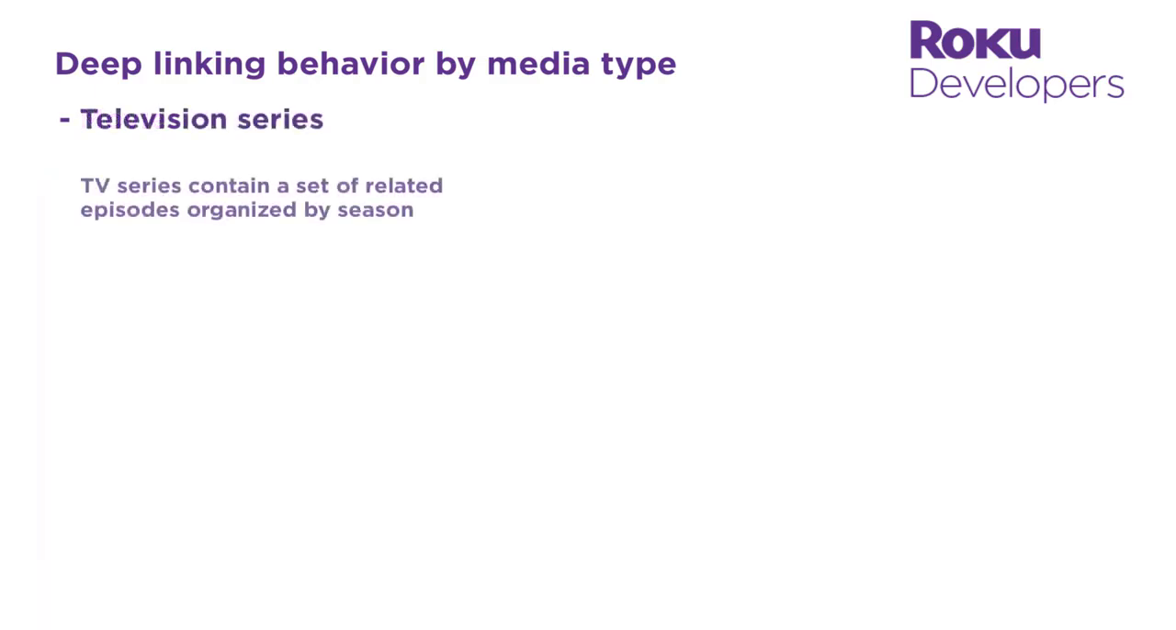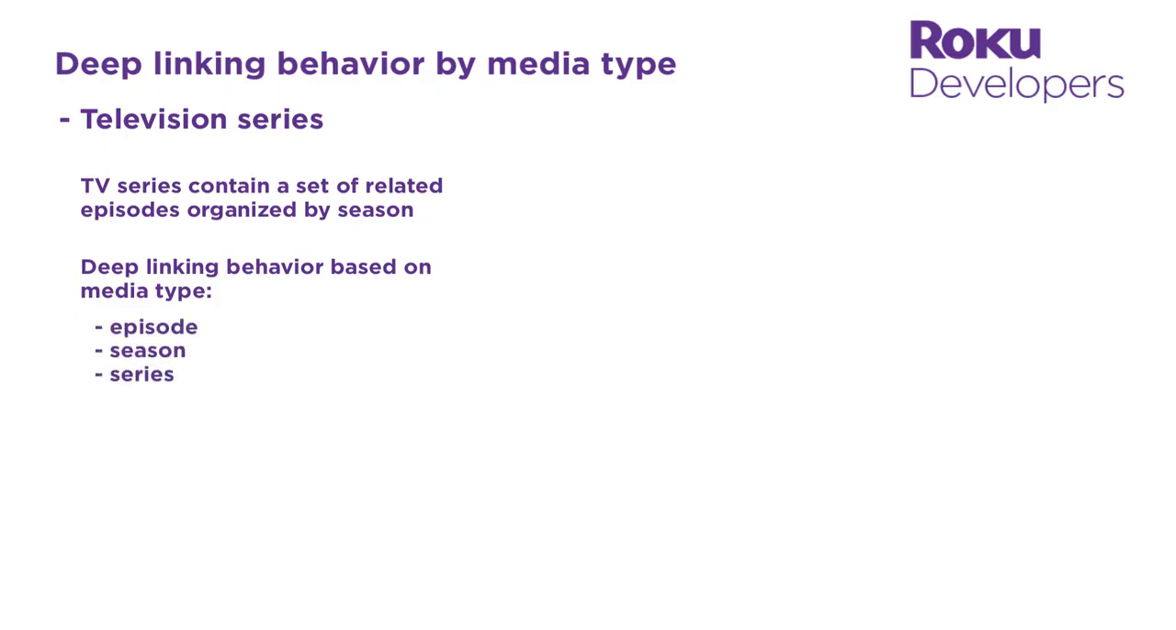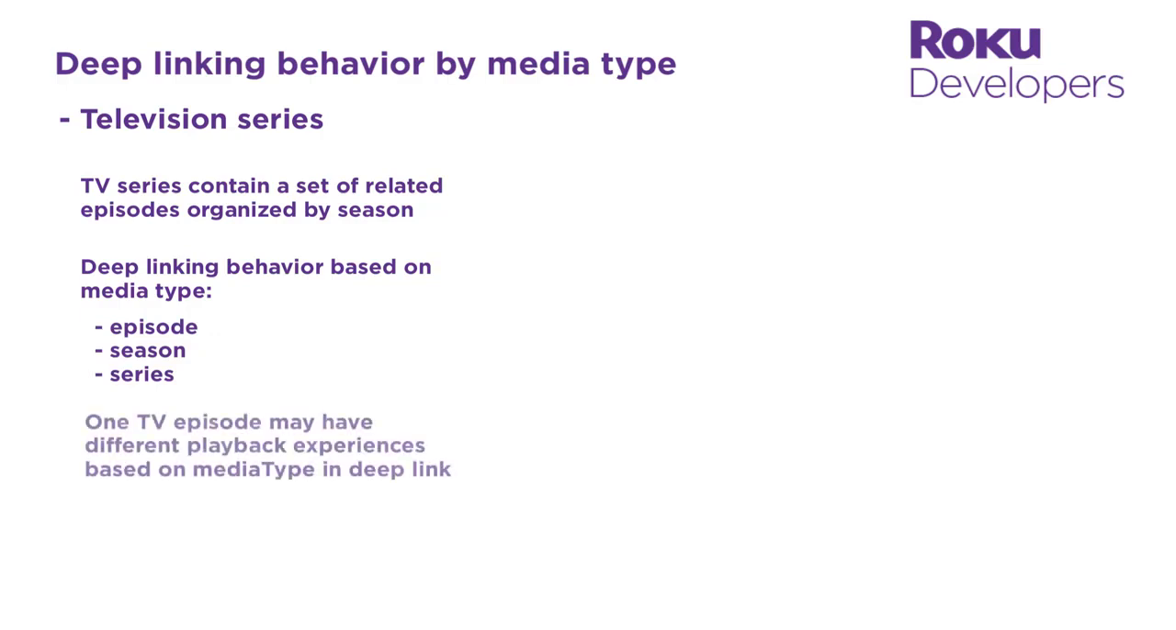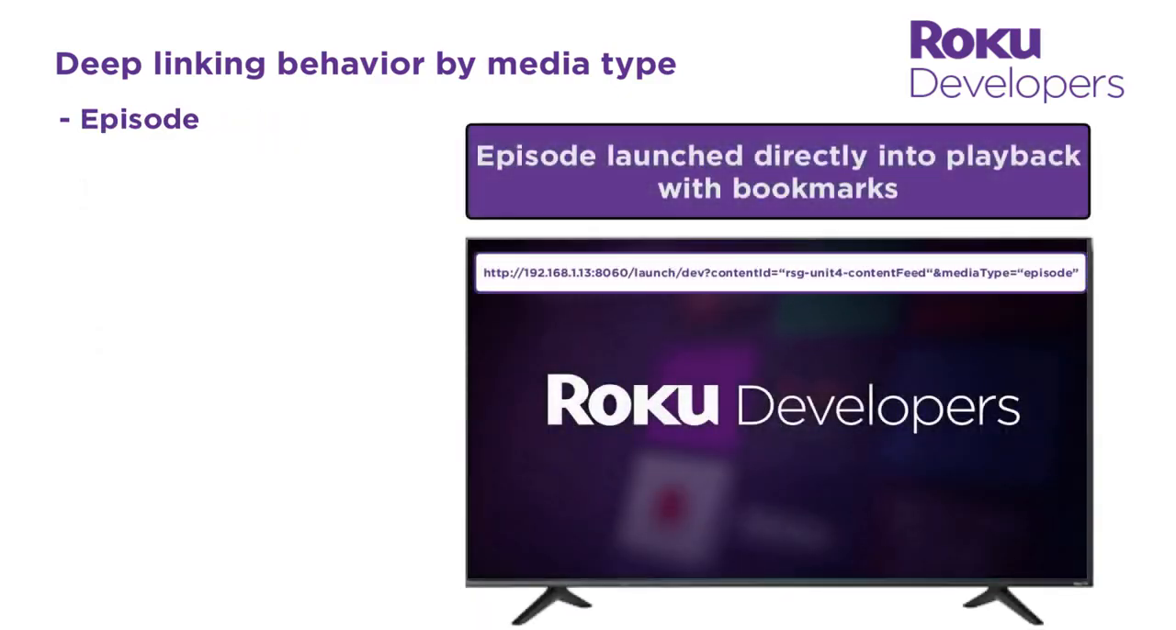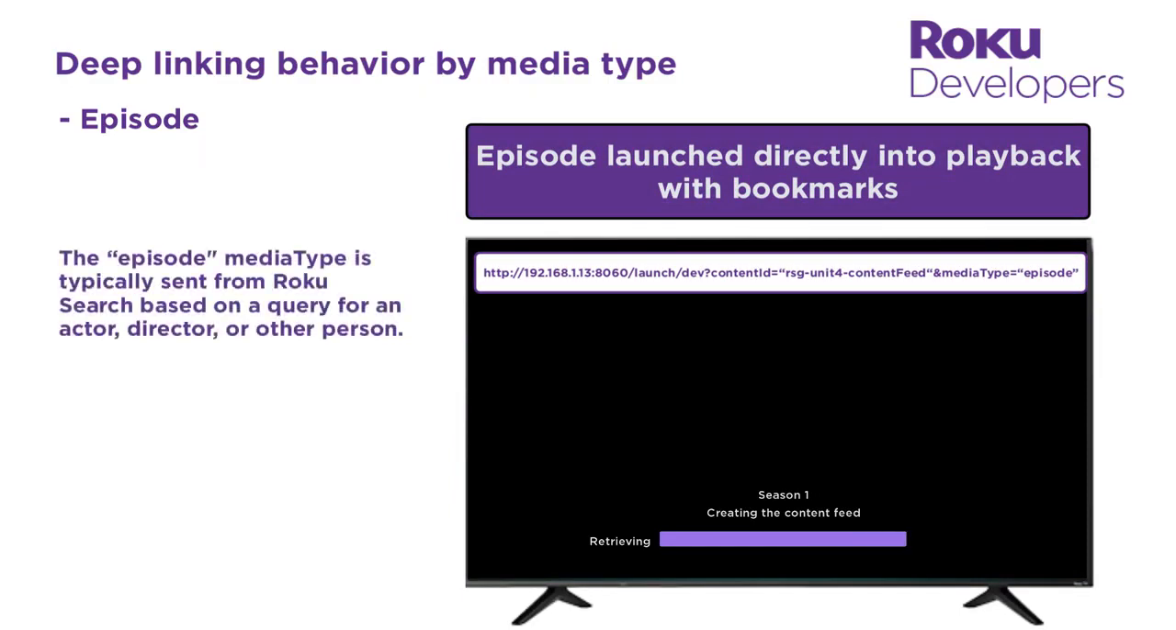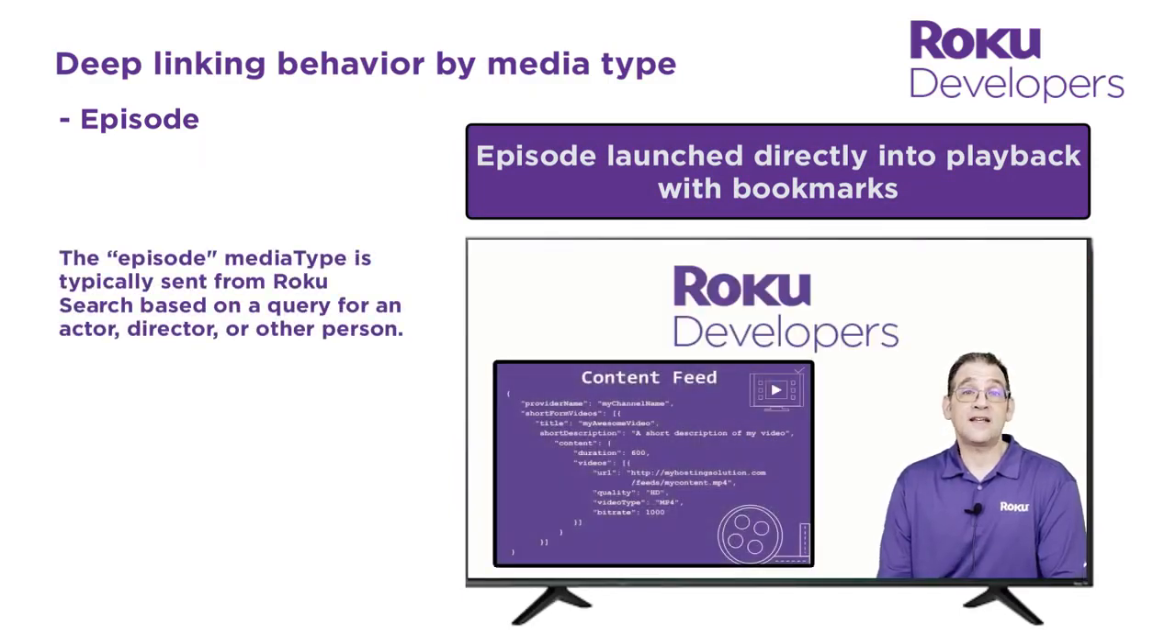Television series, which contain a set of related TV episodes that may be organized by season, have different behaviors based on whether the media type passed into the deep link is an episode, season, or a series. So the same television episode with the same unique content ID can have 3 different playback experiences based on the media type passed into the deep link. If the episode media type is passed into the deep link, that episode is launched directly into playback using bookmarks. The episode media type is typically sent in deep links from Roku Search after the user has drilled down to a specific episode by, for example, searching for an actor or director.